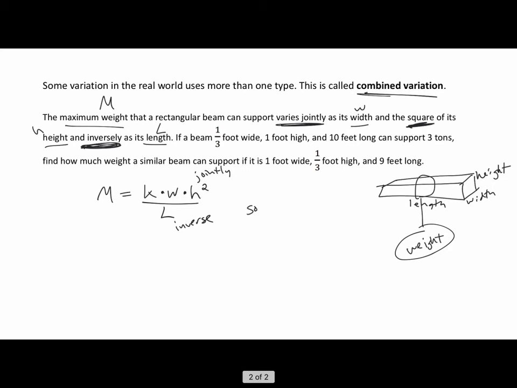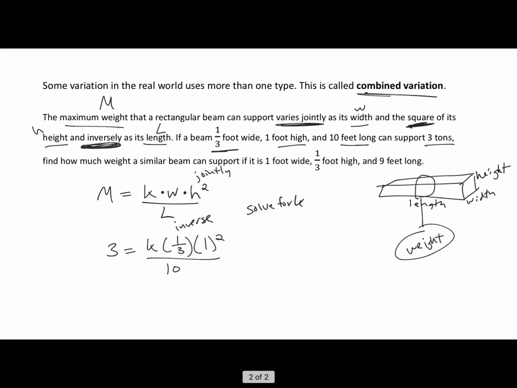Now we need to solve for k. And we're going to do that by inputting the values that were given next. So 1/3 foot wide, that's w. 1 foot high, that's h squared. 10 feet long, that's L. It can support 3 tons, max weight.